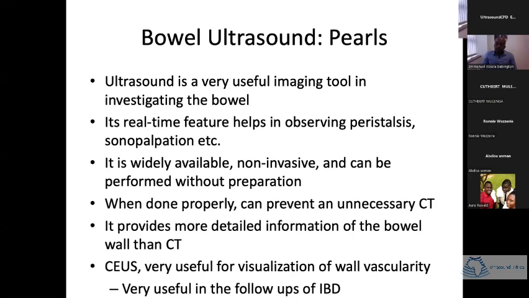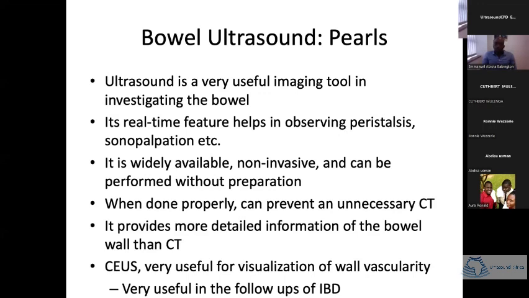And we all know CT uses ionizing radiation. MRI, patients who are claustrophobic might find it difficult to carry out an MRI examination. And also CT and MRI are much more expensive than ultrasound.